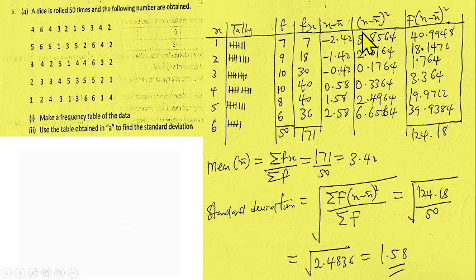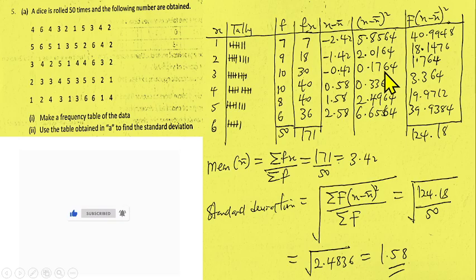So whatever you get here, you square it. That gives us this. So start squaring this one after the other. You have this. Then after squaring it, the frequency will now multiply this. So your frequency here will multiply each of these as well. 7 multiply 5.8564. That will give us this. 9 will multiply this. That will give us this.